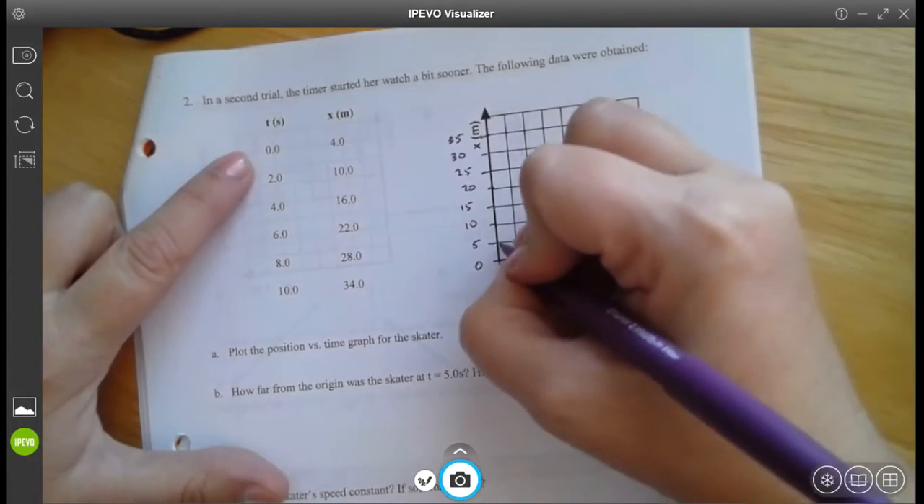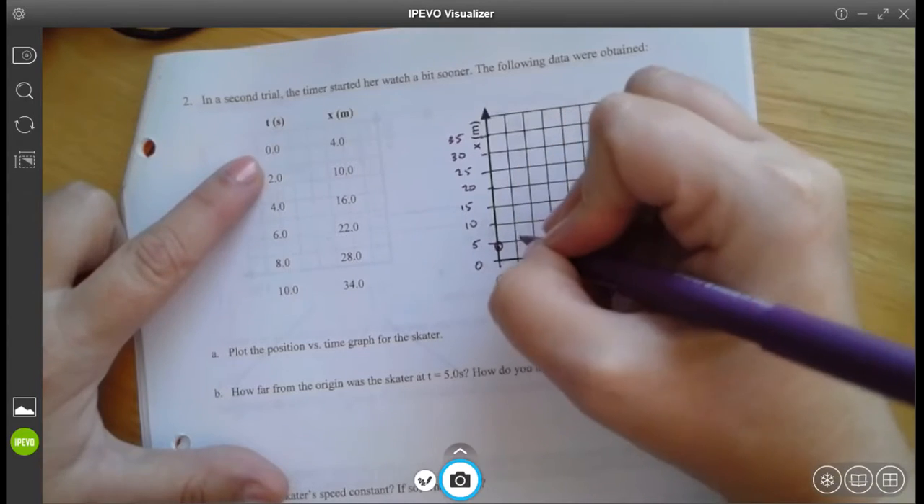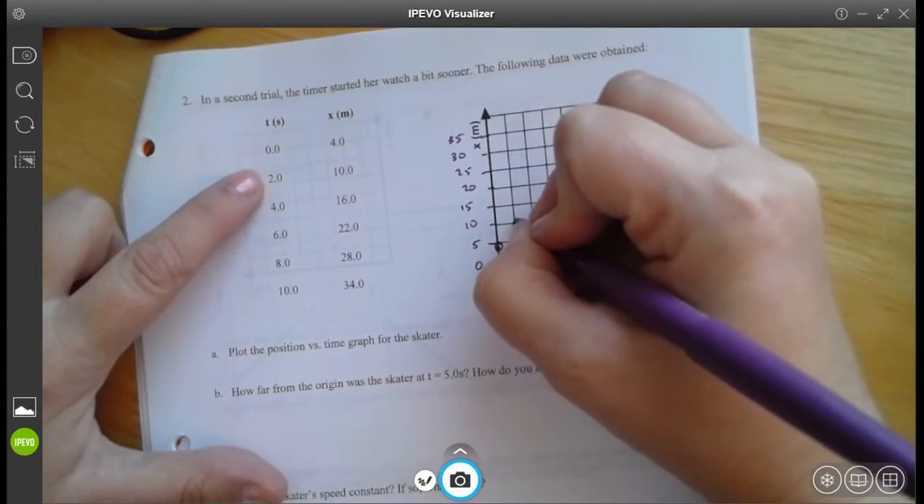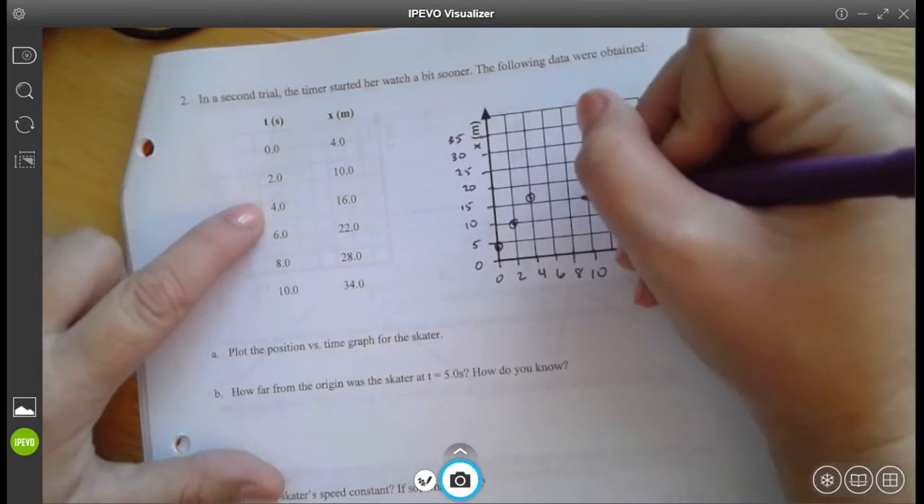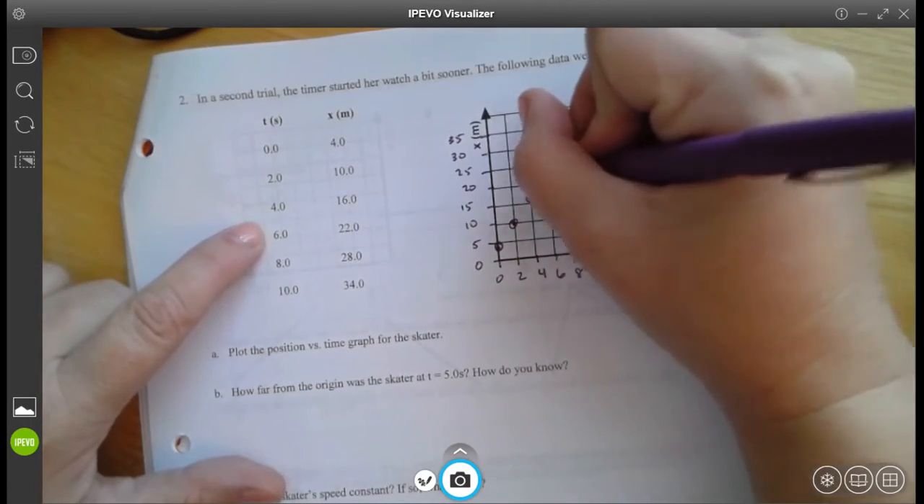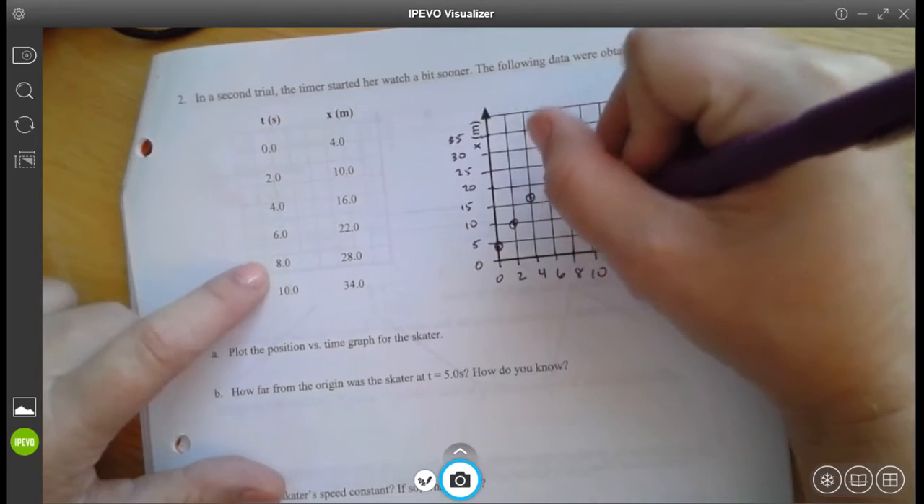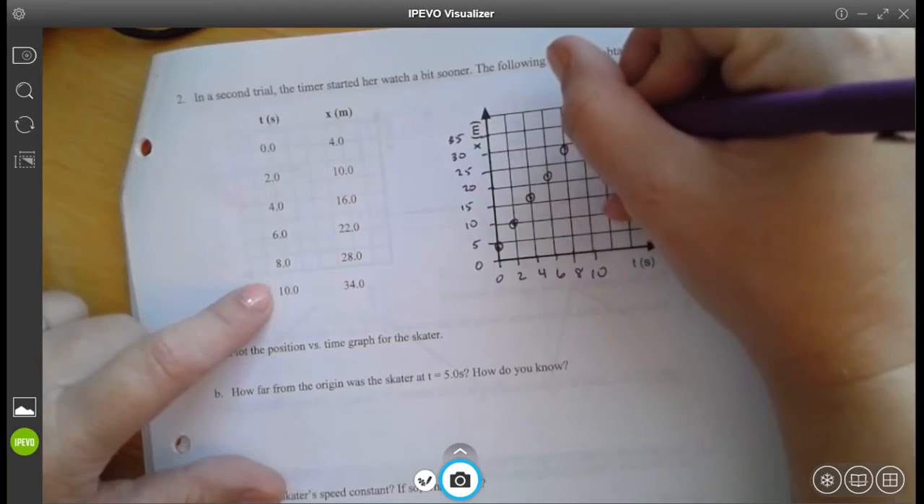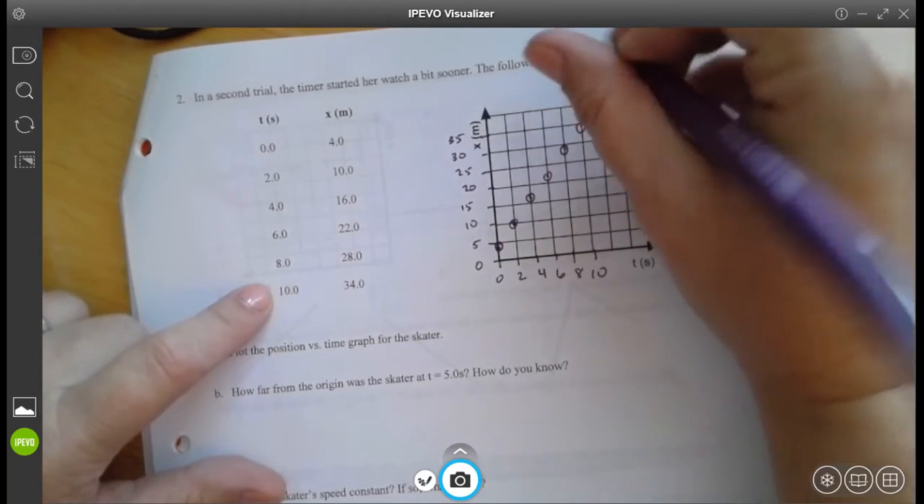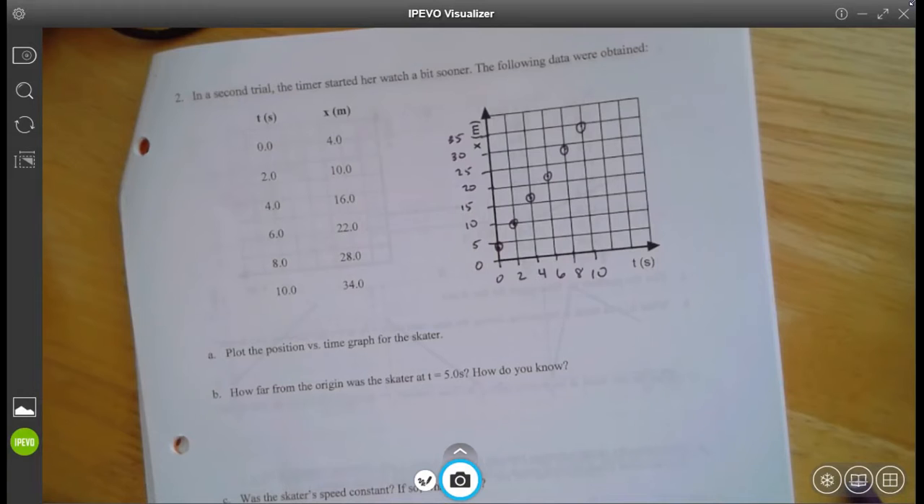So we're going to put these points on our graph then. At 0, we should be at 4 meters. At 2, should be at 10 meters. At 4, should be at 16 meters. At 6, 22. 8, 28. And at 10, 34. So there's what our data looks like this time.